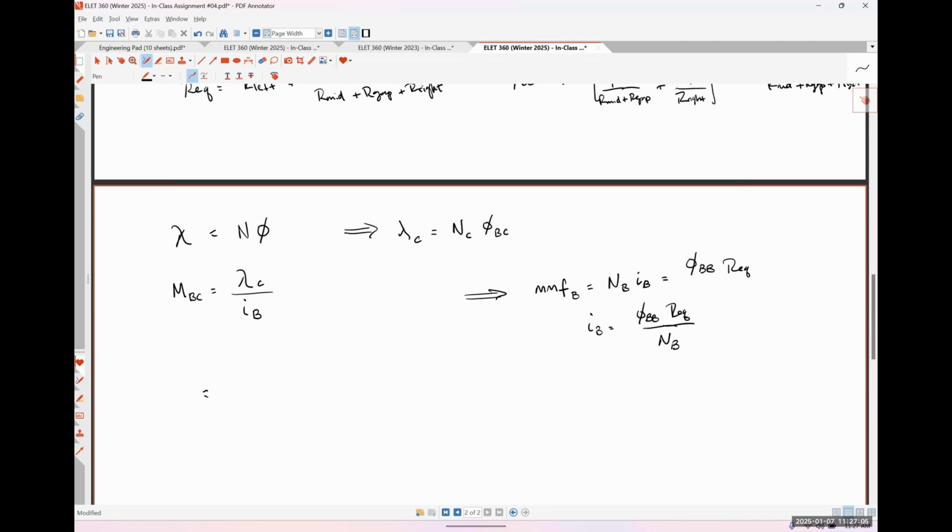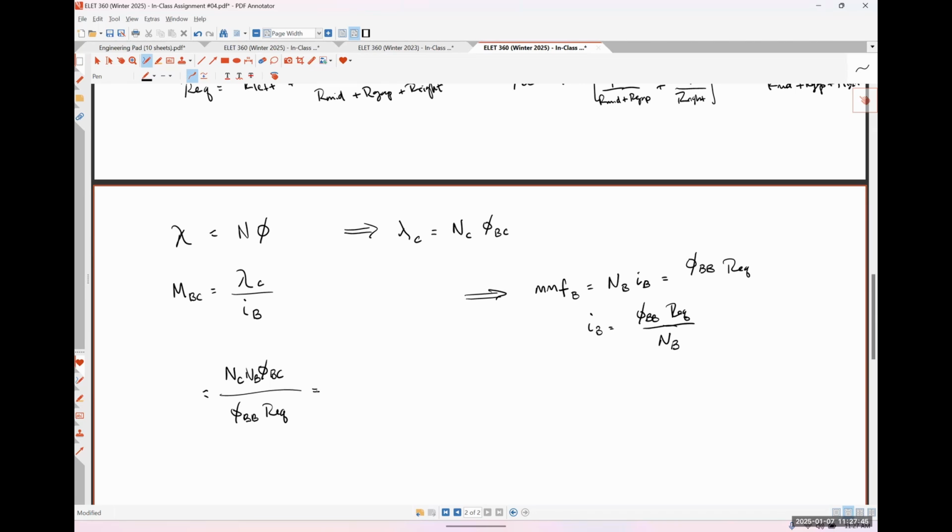And again, this is an entirely different way that I've done it before, but I strongly feel that it's going to wind up coming out correctly here. So we would have NC, I'm just going to leave this as phi BC for right now, over IB. Well, IB is phi BB times REQ over NB. So that's just going to put an NB in my numerator. Okay. So I have NB times NC times phi BC over phi BB times REQ.